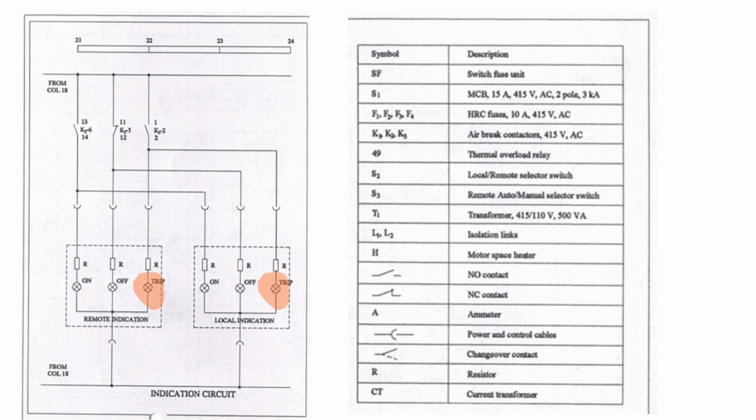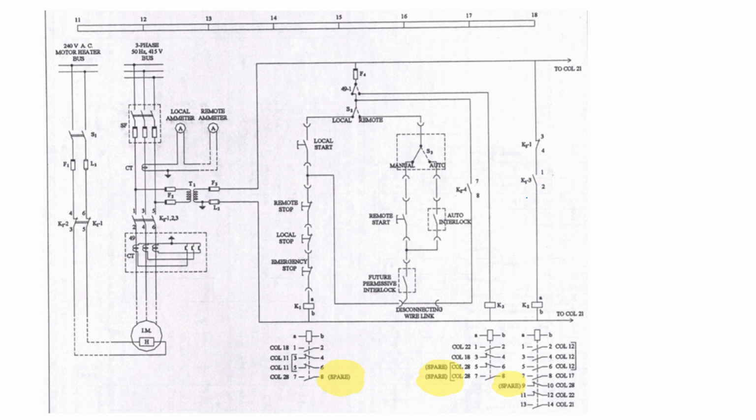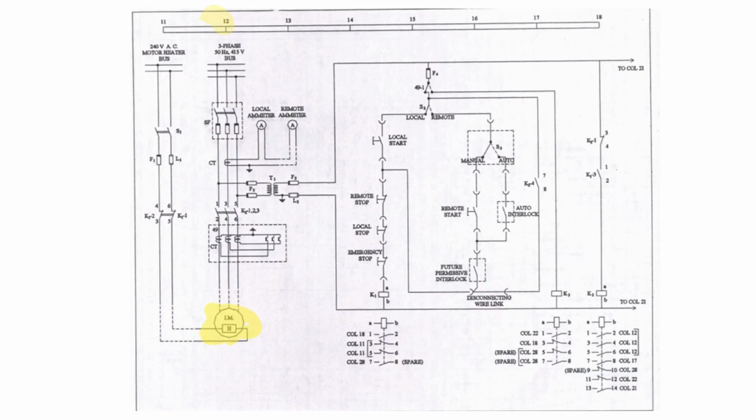Another thing you can notice in this diagram is the spare contacts, which you can use for additional connections. For example, let's say a hooter, which is also a kind of indication for the operator. So these are some spare contacts which you can use in future if you have some other mechanisms or some other logic you want to develop. The last thing is the future permissive interlock, which is useful for sequencing operations. For example, some operation that must be done before starting the motor, so you can use this contact for that purpose. So this is all about this 415 volt induction motor power and control diagram.